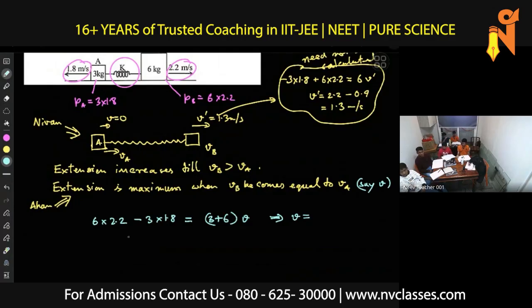Shall I believe or shall we do quickly? So here it's a 6 common. If I take it, it is 2.2 minus 0.9, right? So that's 6 into 1.3 divided by 9, right? So it is 2.6 divided by 3, right? So 26 by 30, you said what? Who said what? 13 by 15.